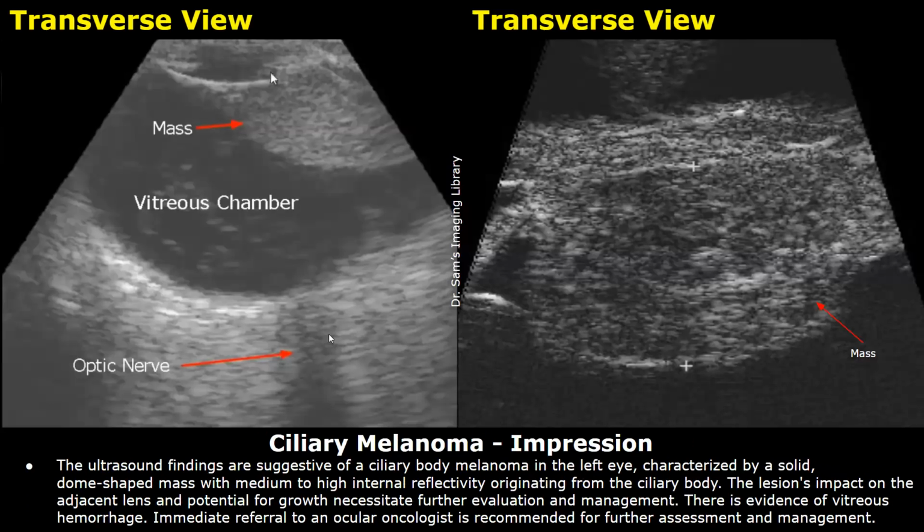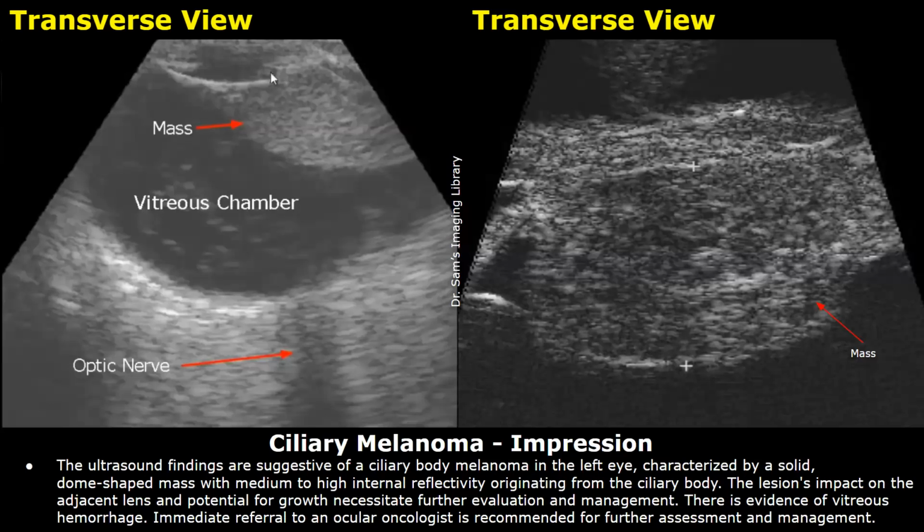This is the impression. The ultrasound findings are suggestive of a ciliary body melanoma in the left eye, characterized by a solid dome-shaped mass with medium to high internal reflectivity originating from the ciliary body. The lesion's impact on the adjacent lens and potential for growth necessitate further evaluation and management. There is evidence of vitreous hemorrhage. Immediate referral to an ocular oncologist is recommended.